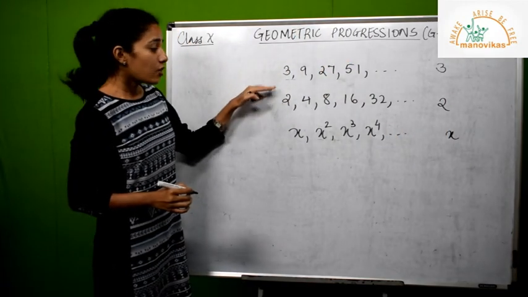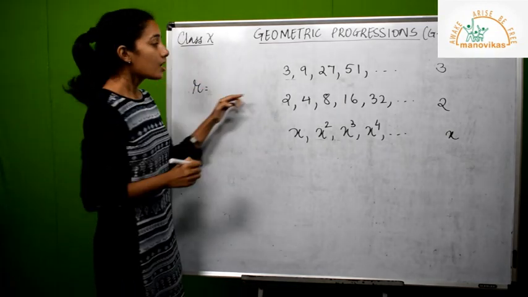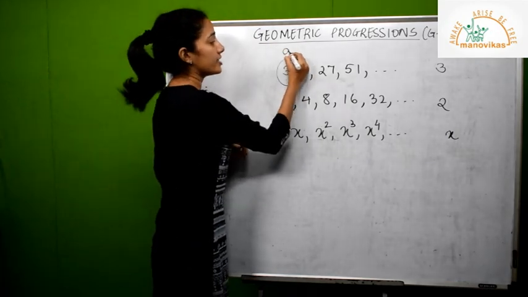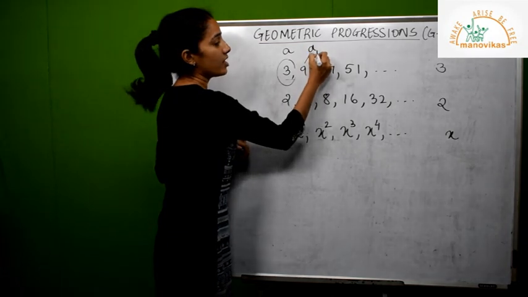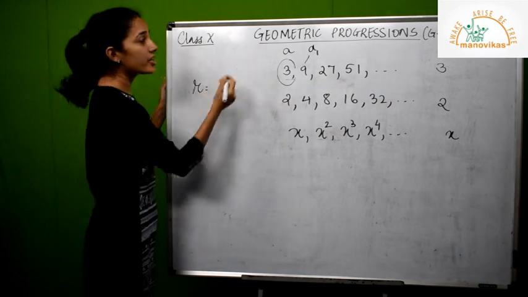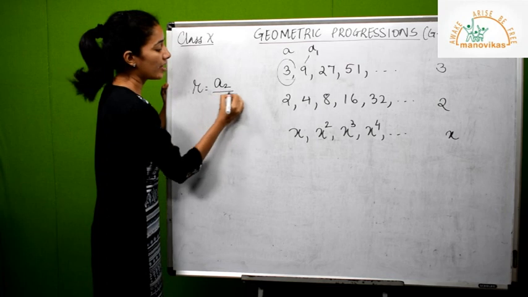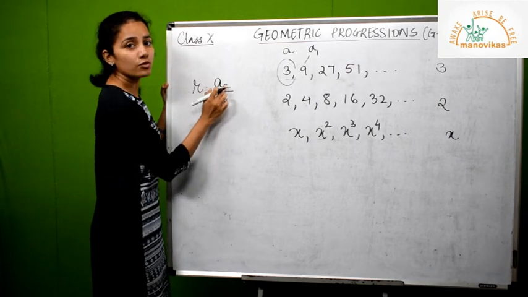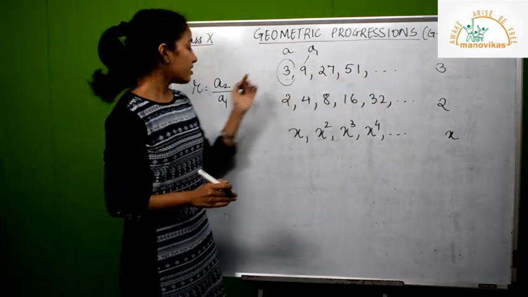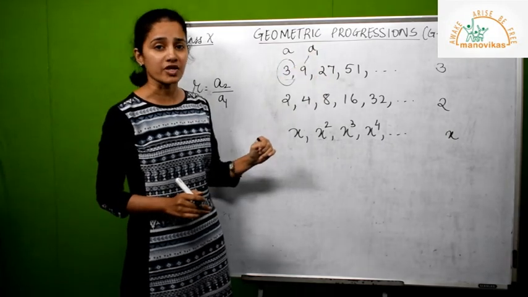Now, the common ratio is denoted by the letter r. In a geometric progression as well, the first term is denoted as a, the second term as a1, the third term a2, a3 and so on. So the common ratio for a geometric progression is calculated by taking the ratio between the second term and the first term, that is a2 divided by a1. If the common ratio is the same throughout, then that sequence is a geometric progression.